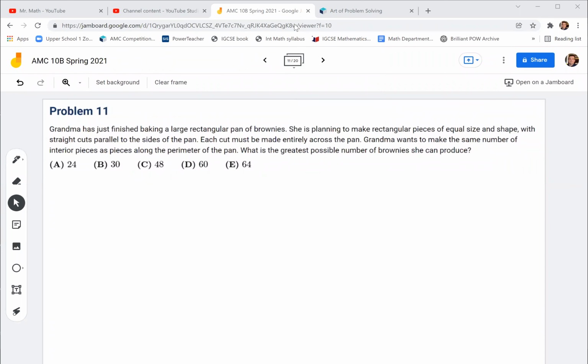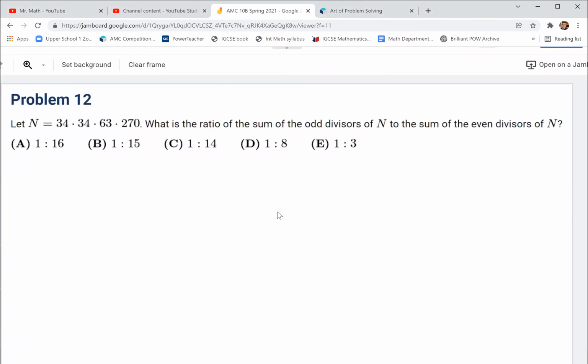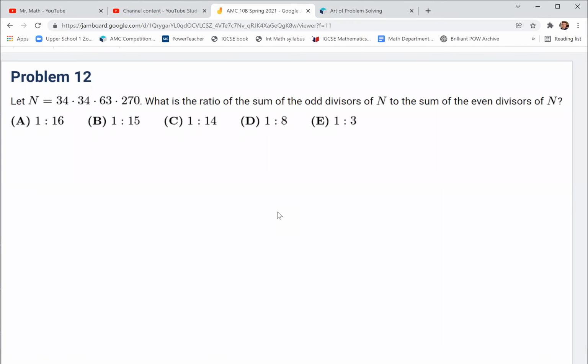Okay, number 12. Let n equal 34 times 34 times 63 times 270. What is the ratio of the sum of the odd divisors of n to the sum of the even divisors of n? This problem is a lot easier than it looks.